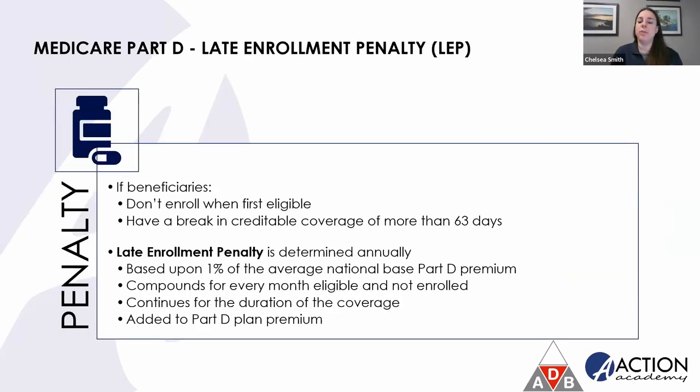So there are some late enrollment penalties associated with Part D as well. Just like with Part B, you will have a penalty if you don't enroll when you are first eligible, or if you have a break in credible drug coverage that lasts more than 63 days. Your late enrollment penalty is determined annually, based on 1% of the average national base Part D premium. It compounds for every month that you are eligible for Part D and did not get Part D, and it is lifetime. You keep that penalty for the rest of the time that you have Part D, and it is added on to the premium. So you pay that in addition to your premium that you are already paying.